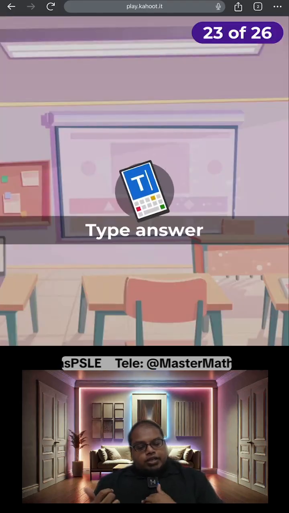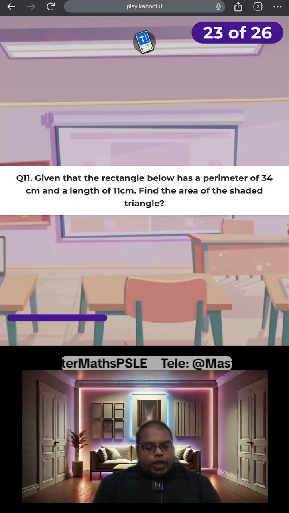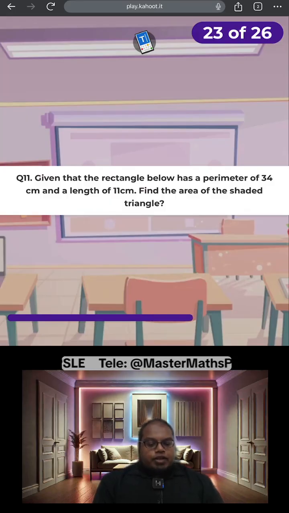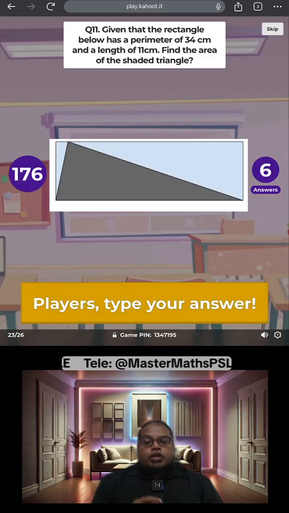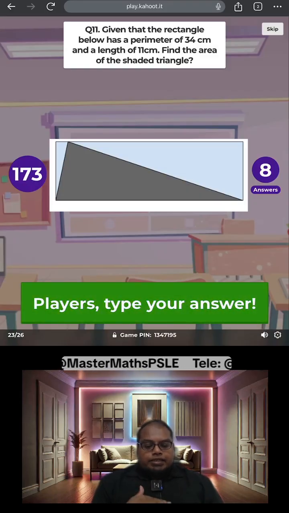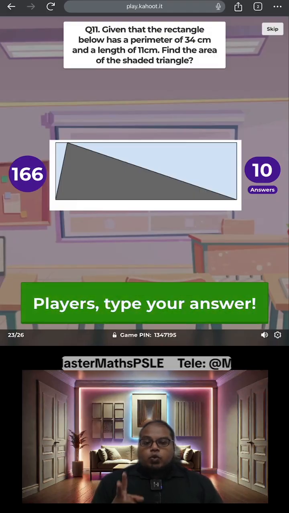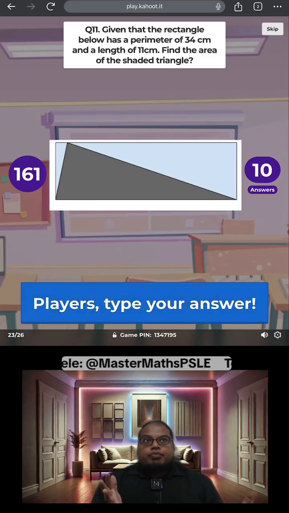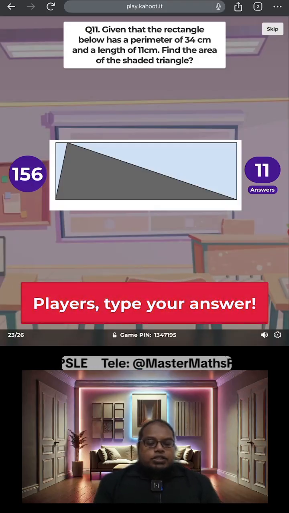Let's go to the next question. The last question for today. Given that the rectangle below has a perimeter of 34 cm and the length of 11 cm, find the area of the shaded triangle. So the rectangle that you see there has a length of 11 cm and a perimeter of 34 cm. Use these two pieces of information to get the missing item you need to find the area of the shaded triangle.